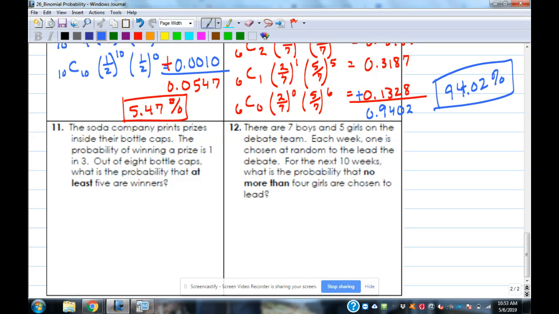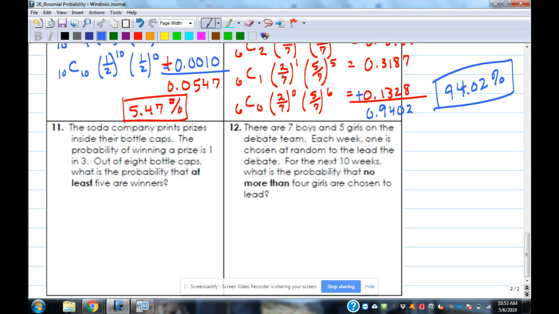Would it be 12 combinations? How many times are we picking? 10. Okay, 10. Yeah, there are 12 people, so your probabilities are going to be based off the 12. But your trials n is going to be 10 because that's how many times we're picking somebody. Good question. Any others about those?